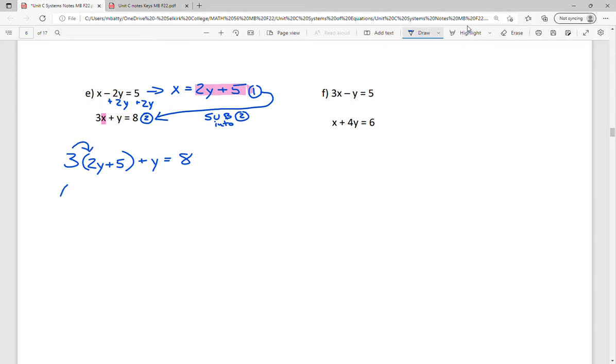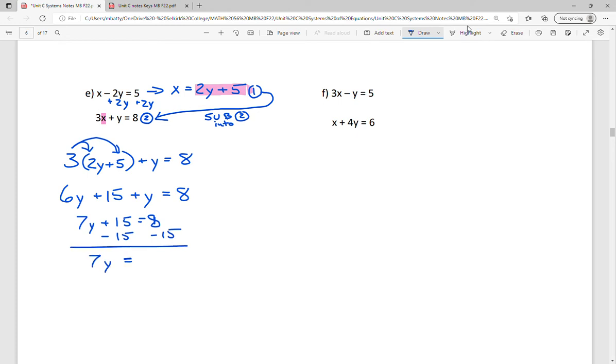3 times 2y gives me a 6y. 3 times 5 gives me a positive 15. I'm just going to copy the rest of it. Things are working out, so I only have one variable, and I can solve for this. I'd have 6y and 1y, so that's 7y. You can do more than one step, but I tend to make mistakes, so I don't.